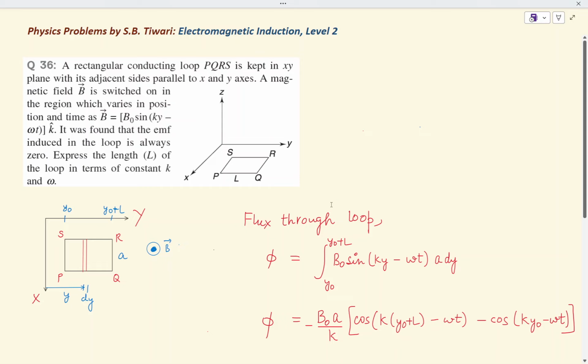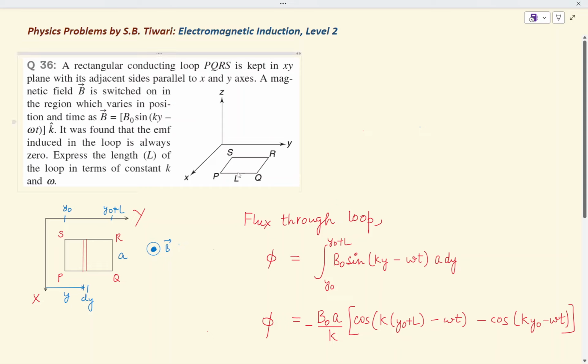In this question, there is a loop which is placed in the xy plane, and there is a magnetic field in the z direction, and the magnetic field varies with the y coordinate and also varies with time, like this, right? So it is given that the EMF induced in the loop is always zero. Always zero means it is zero for all time instants. So we have to find the length of the loop.